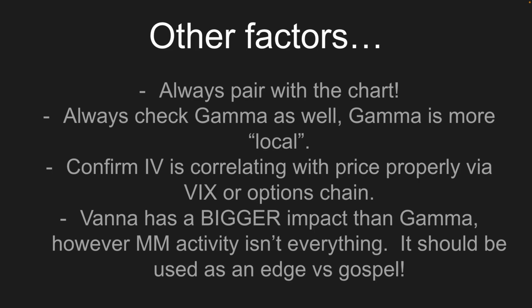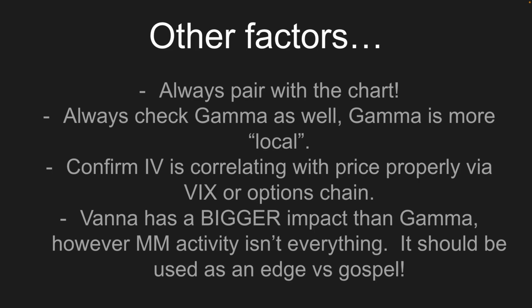And when gamma and Vanna are in line with each other, that's where we have more of an impact for market makers, and also when there's more gamma and Vanna that needs to be hedged. We also want to confirm that our IV is doing what we would expect it to do and correlates properly with price movement. So IV drops as price goes higher, or rises as price goes lower. And again, confirm with VIX or the options chain. And Vanna has a much bigger impact than gamma.